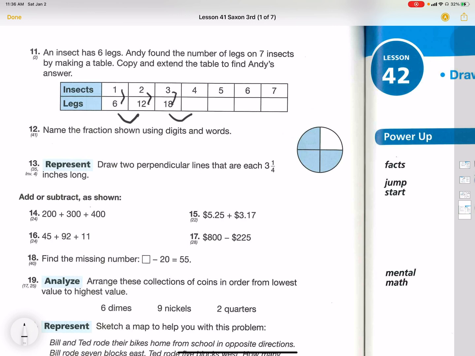Number 12. Name the fraction shown using digits and words. So we have how many pieces all together, goes right here. How many pieces are shaded, goes right here. And use words.